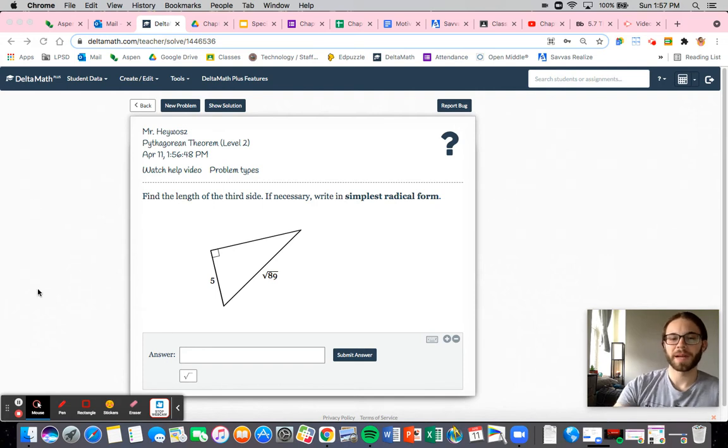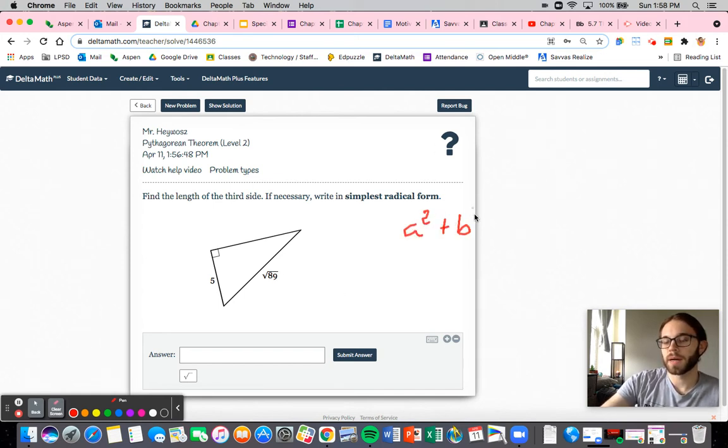But just to reiterate, all it says is if you have a right triangle, then the two legs squared added together is equal to the third side, the hypotenuse, squared. Right? You've seen it before. A squared plus b squared equals c squared.